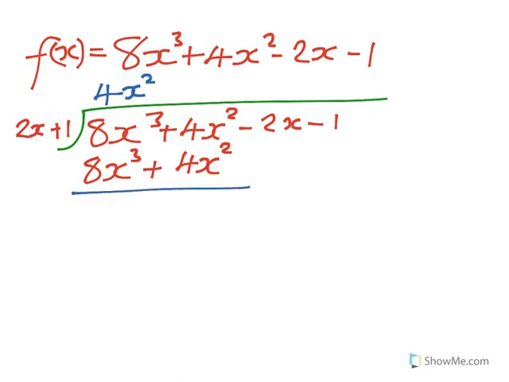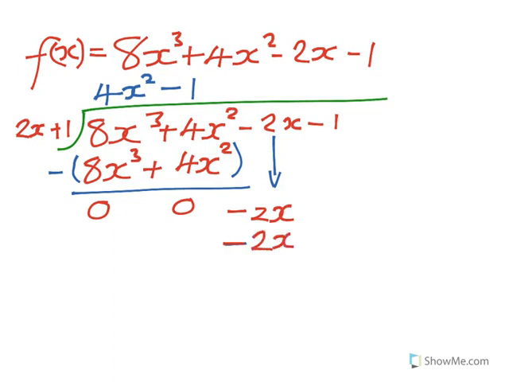And then you are going to subtract. Now when you're subtracting, 8x cubed minus 8x cubed is a 0. 4x squared minus 4x squared is a 0. So what you're going to do, you will bring down this negative 2x. Continue, 2x into minus 2x. It's minus 1. Minus 1 times that, it's minus 2x. And then minus 1 times 1 is minus 1.